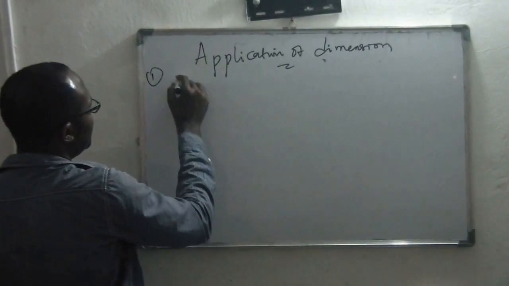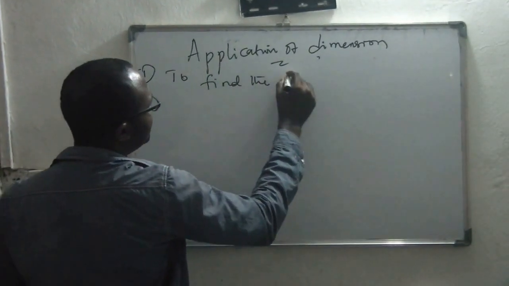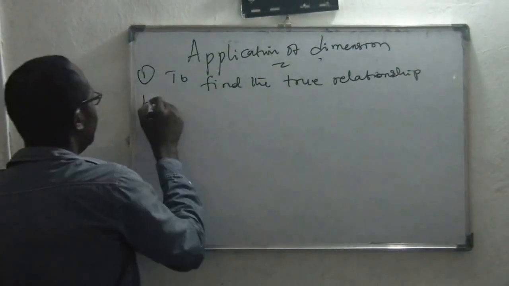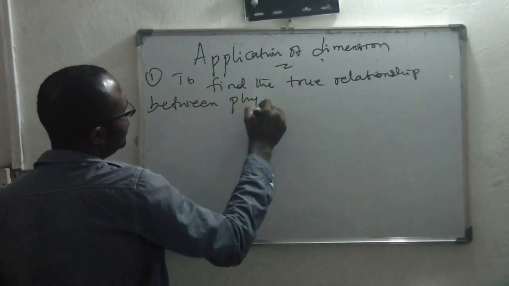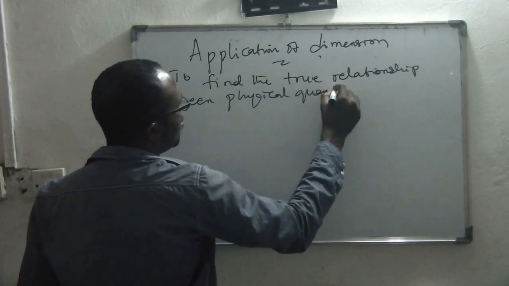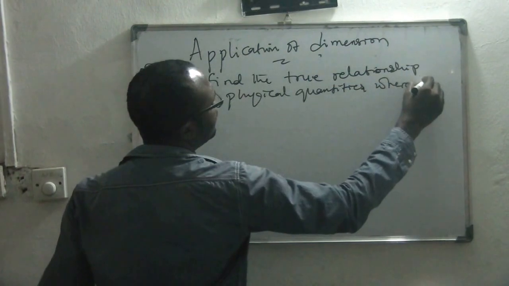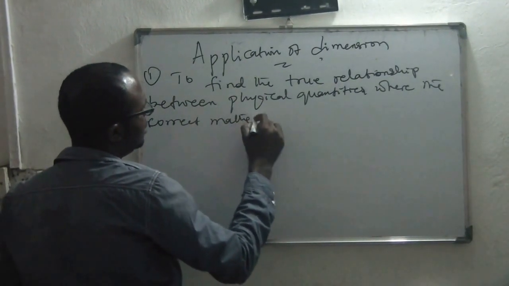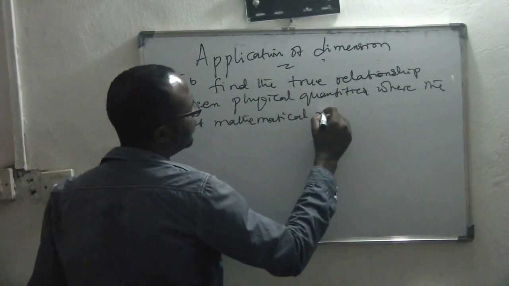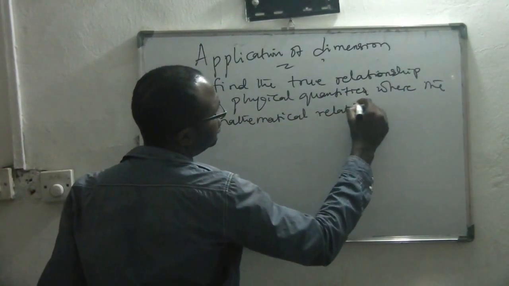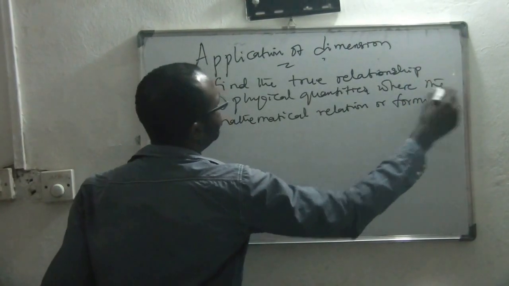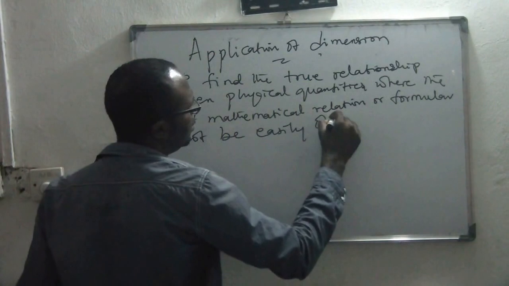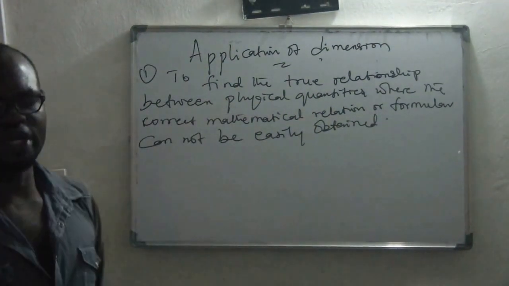Number one is we can use it to find the true relationship between physical quantities where the correct mathematical relation or formula cannot be easily obtained. So this is one way we use dimension.